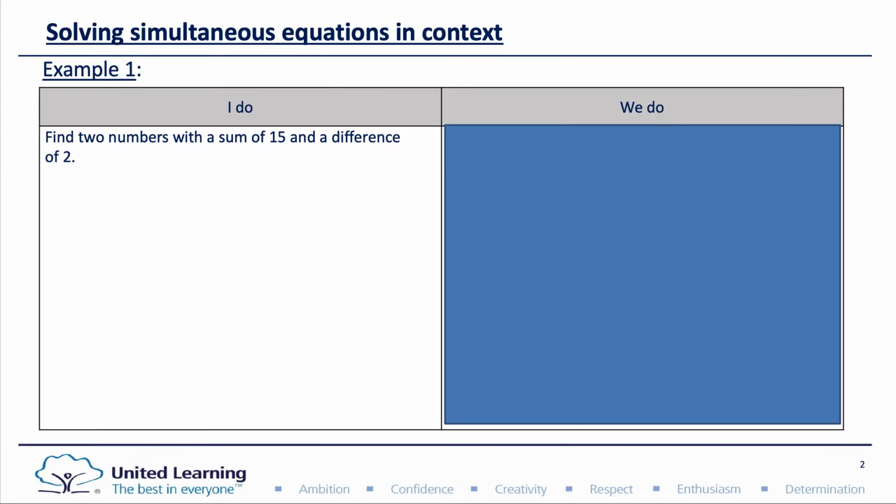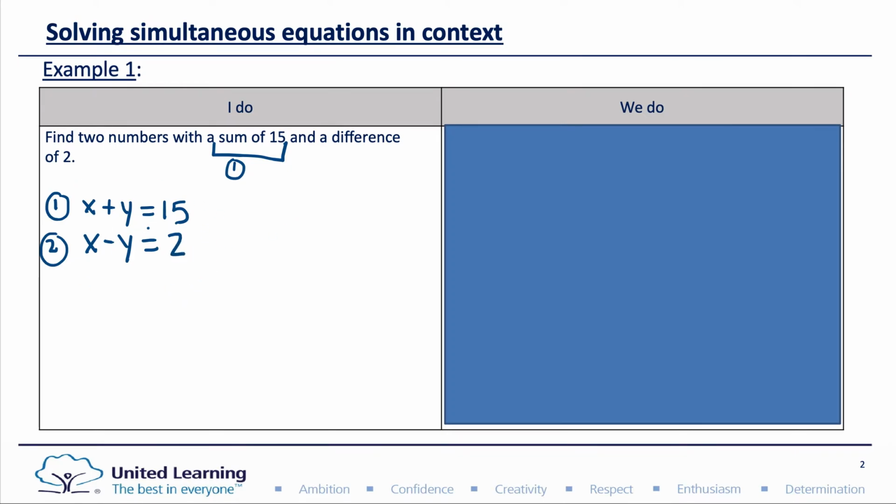Let's take a look. Okay, find two numbers with a sum of 15 and a difference of 2. So the sum of two numbers is 15. Let's make that equation number 1. Sum is addition, so x plus y equals 15. And the difference of 2 means x minus y equals 2. So we have our equations.